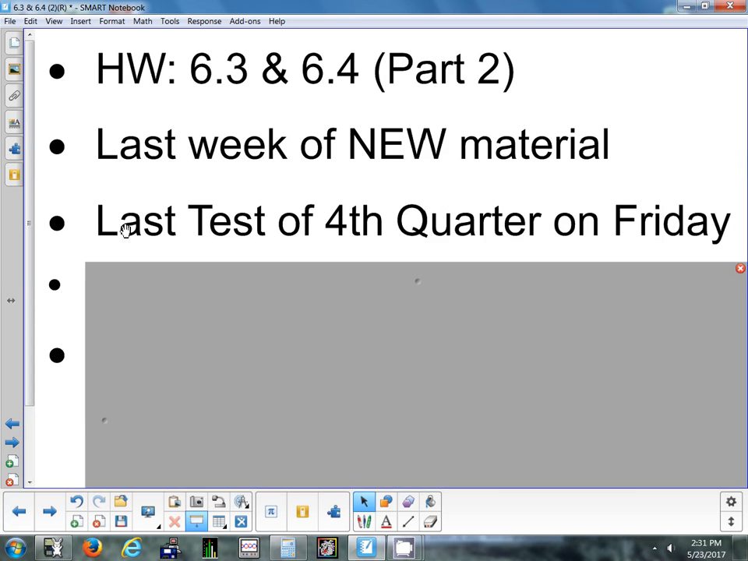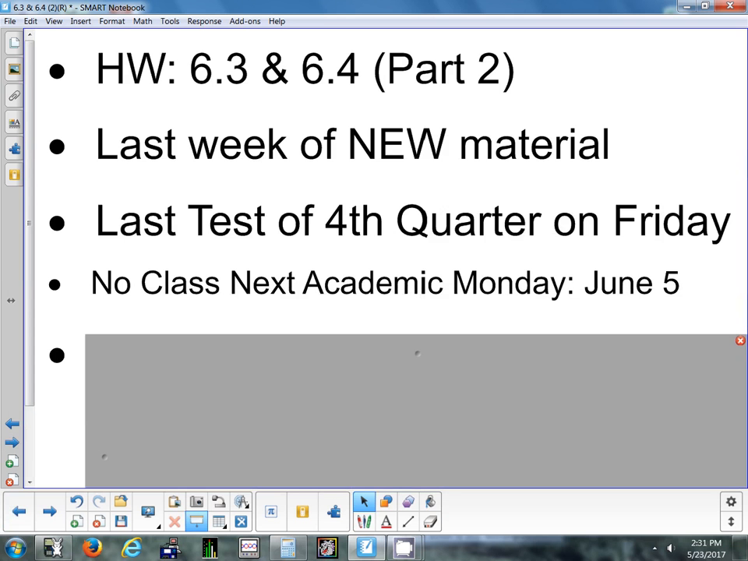Last test of fourth quarter is on Friday. We have testing on Friday this week. You'll get the reference sheet for homework on Thursday that you can use on Friday. No class next academic Monday, so in a couple of weeks, we have no class because of MCAS. If you're in CP4 bio, you're taking MCAS biology. If you have CP2, then you won't take it until next year.